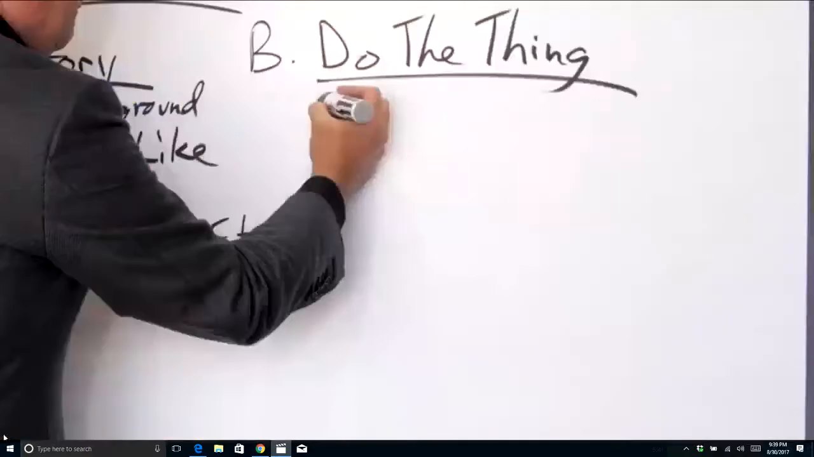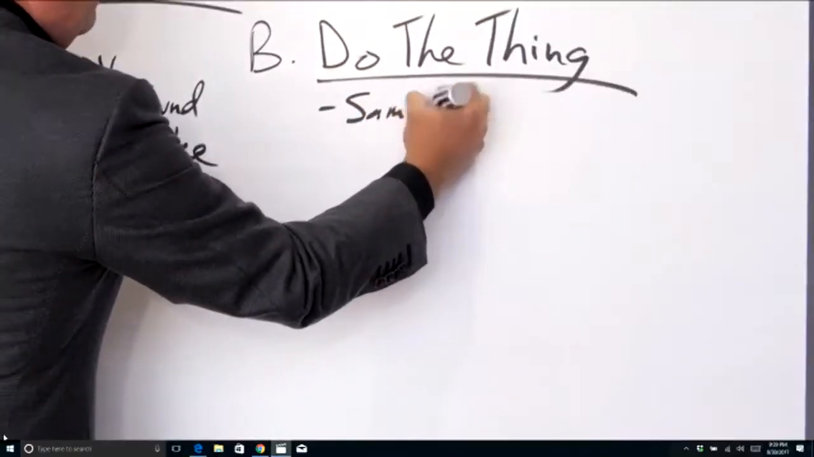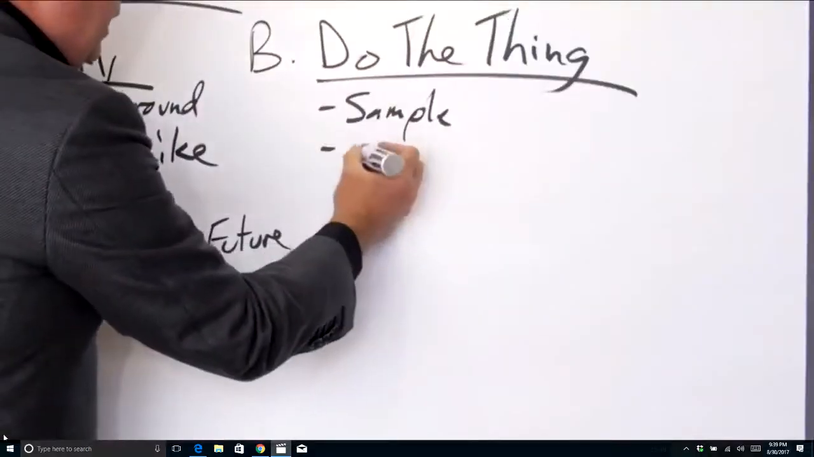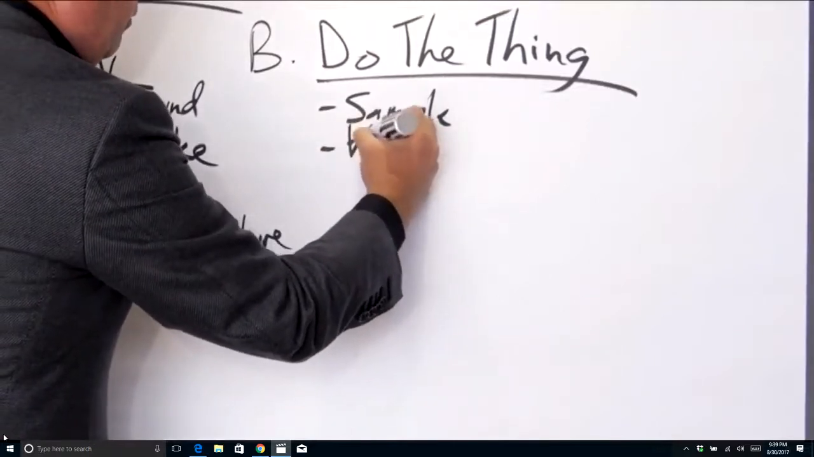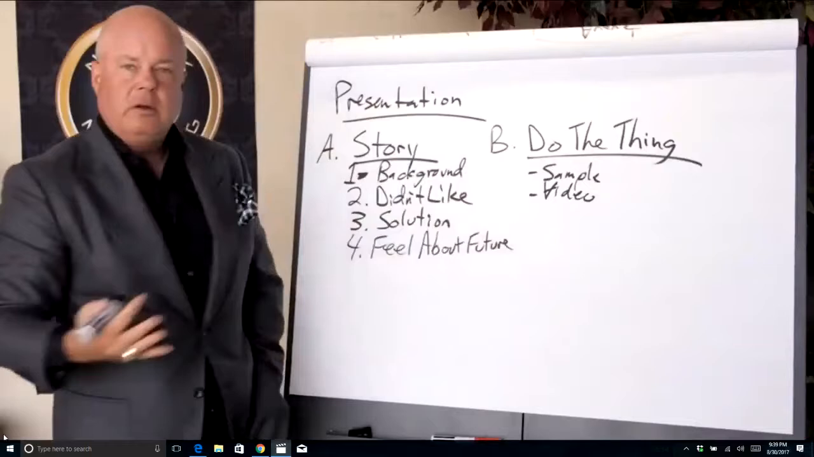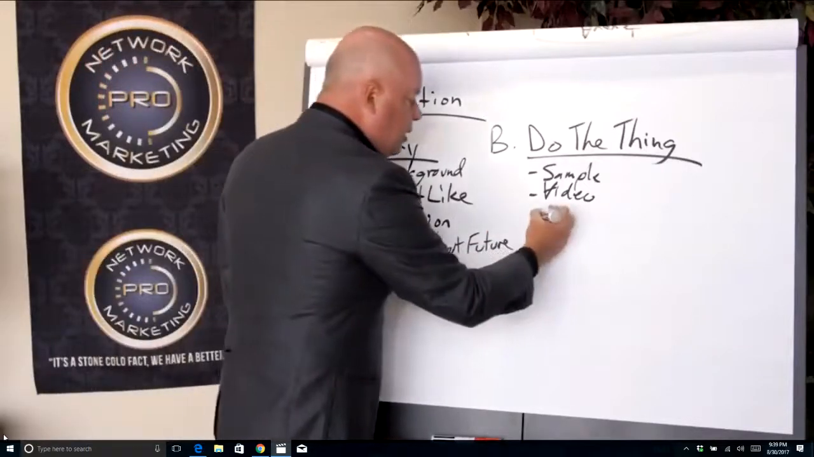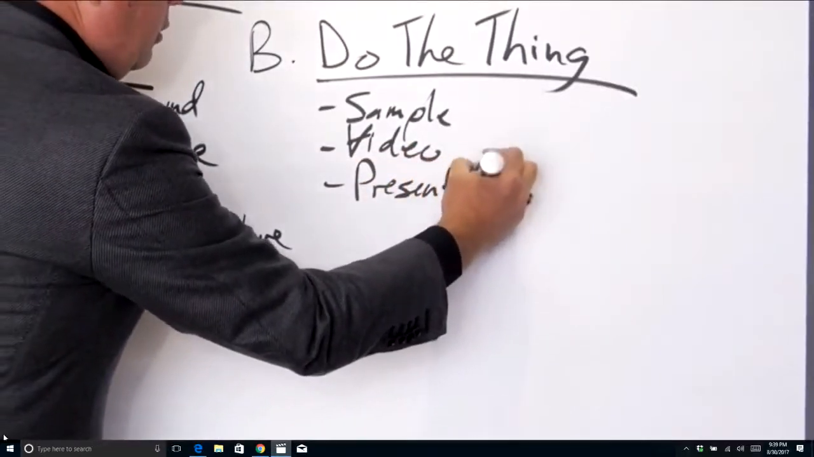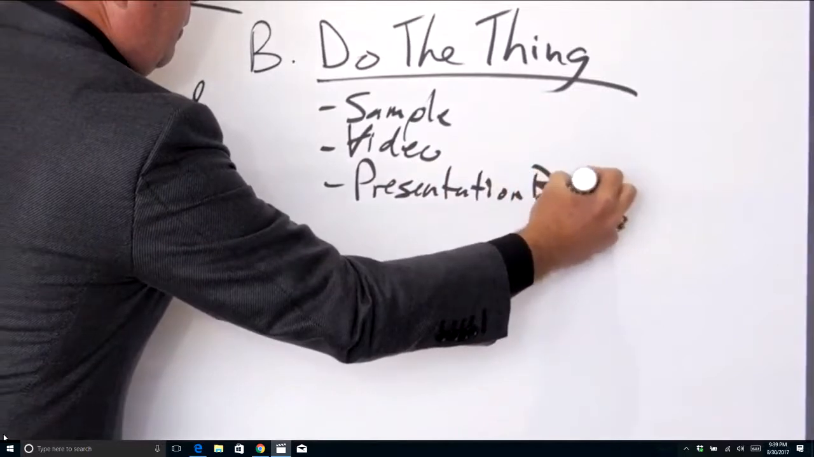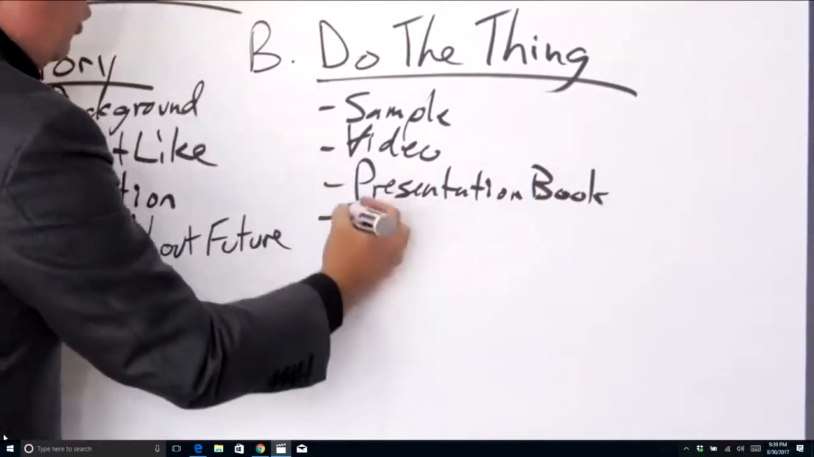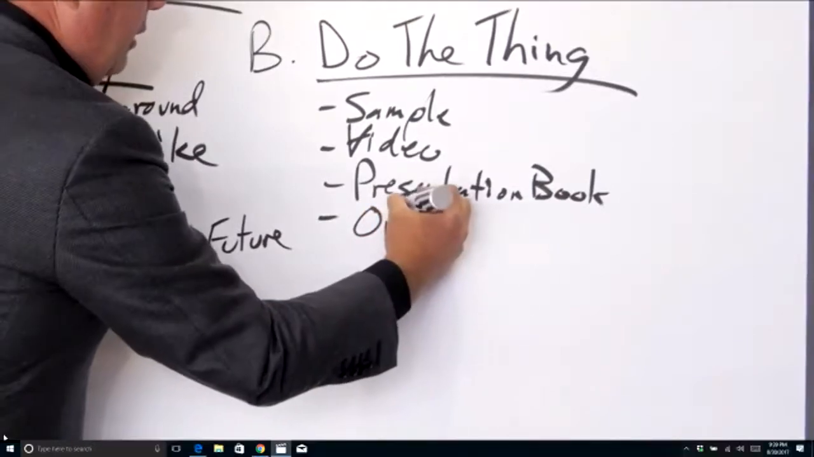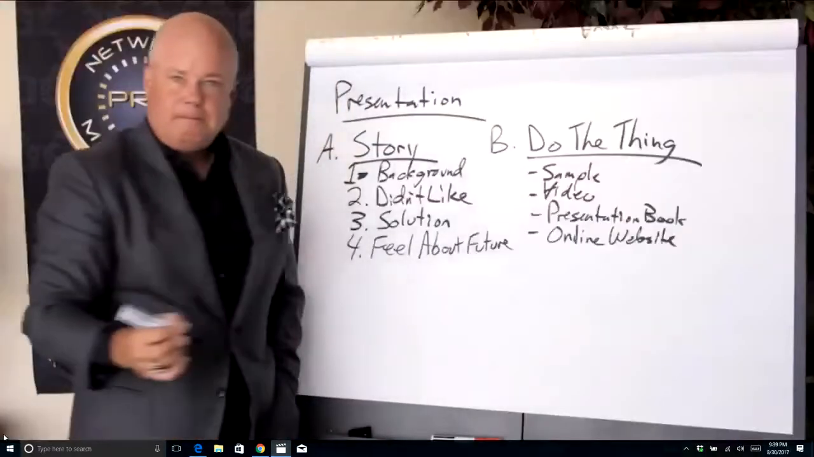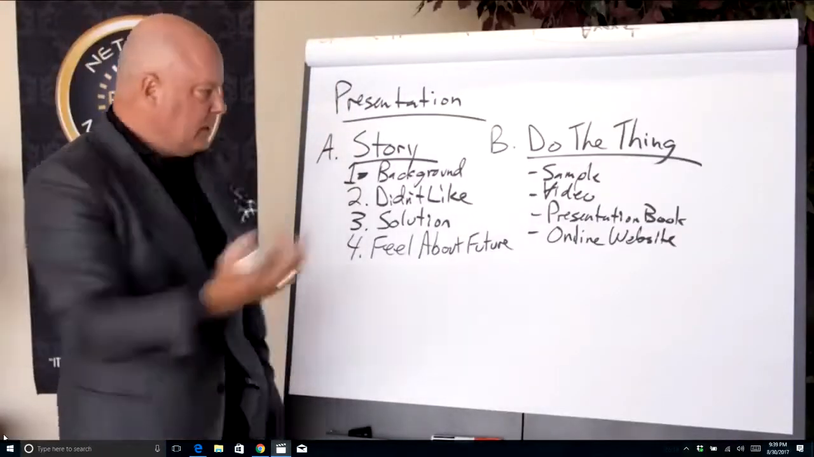Some company might be sample the product. Tell the story, sample the product. Some companies might be show the video. Tell the story, play the video. Some companies might be tell the story, show the presentation book. Might be tell the story, go online to the website. Okay, so whatever that happens to be. Tell the story, do the thing.